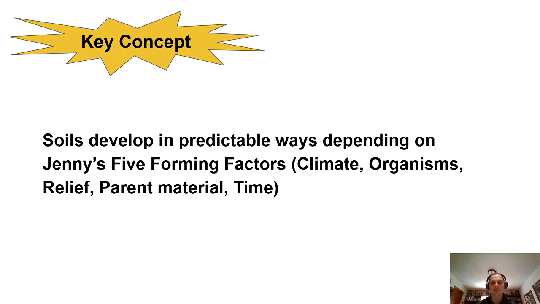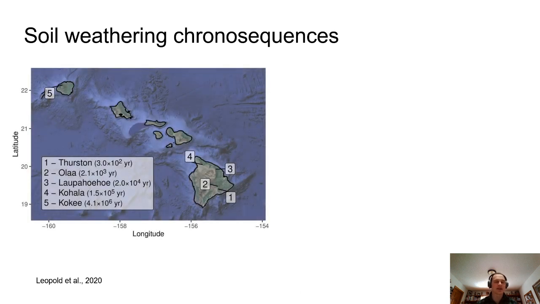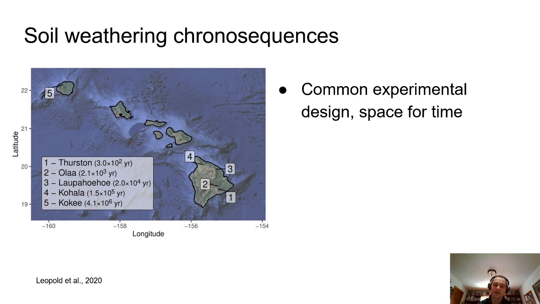So soils develop in predictable ways depending on Jenny's five forming factors: climate, organisms, relief, parent material, and time. And we really know this because we've done a bunch of studies on long-term evolution of soils. These studies are often done on what are called chronosequences. This is a famous chronosequence in Hawaii. A chronosequence is a common experimental design when you want to explore something that's changing over a really long time scale, but you don't have a million years to wait around. So you change space for time.